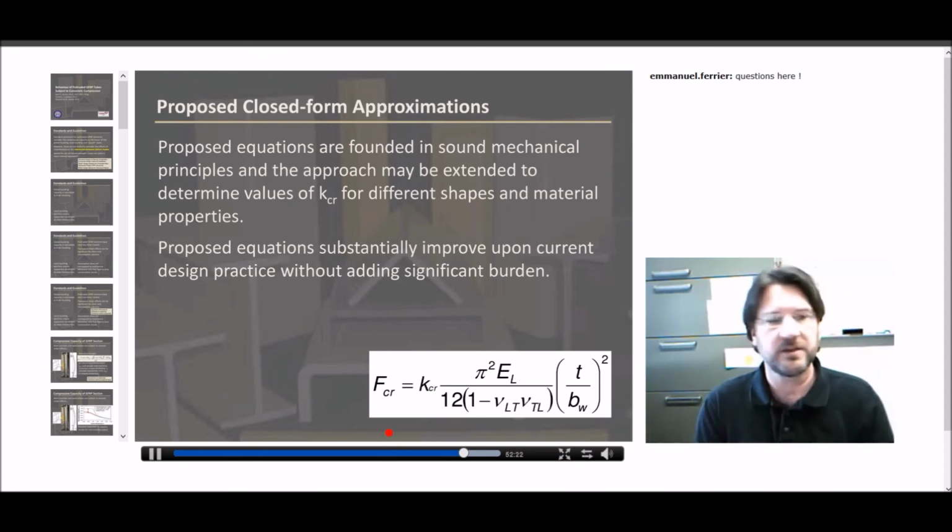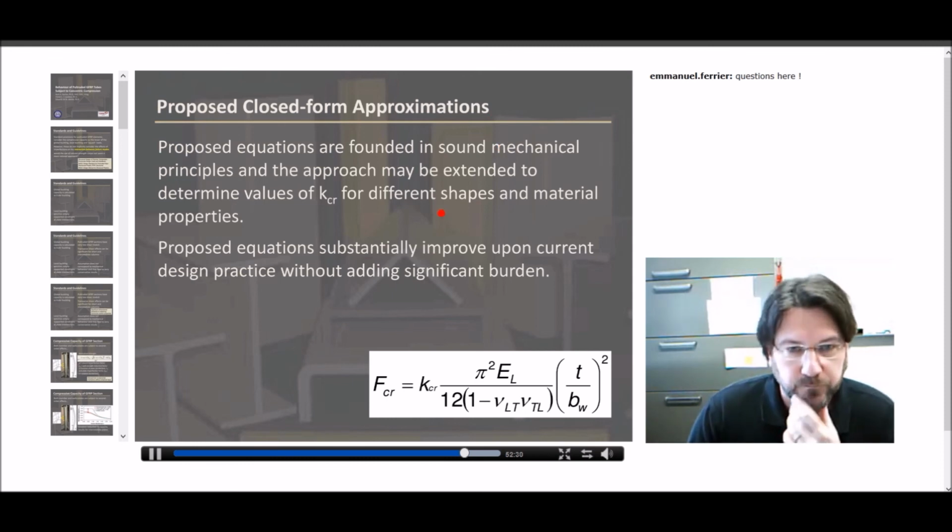All the equations are based on mechanical principles. There's not an empirical value, not an experimental value placed in them. They do require calibration for an individual section, and so manufacturers are going to have to essentially tell us what their K-critical values are, and this is consistent with other code provisions that we've seen in the FRP world.